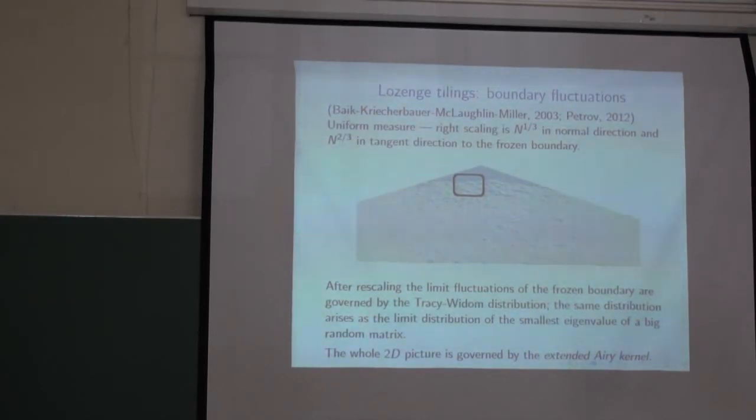The fluctuations themselves, so this height, are governed by the Tracy-Widom distribution. This is the same distribution that arose in Alexei's lecture. It comes from random matrices, from largest eigenvalues. And the whole 2D picture locally is governed by something called the extended Airy kernel. Alexei showed just the Airy kernel, through these integrals on contours which were like that. So there's an extension to the two-dimensional picture which is called the extended Airy kernel.